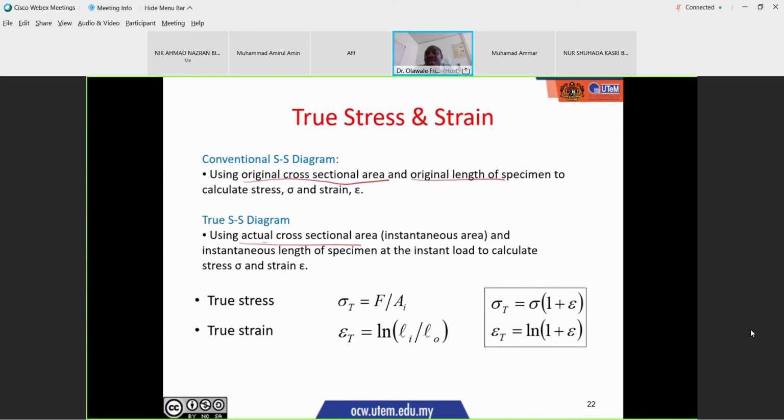But why are we in engineering using the conventional? It's easier to use the conventional because if you have to test all your specimen and at every instant load you stop and measure, it's going to take you a longer time. An experiment that should take only 1 hour could take you 1 day because you need to stop, measure, stop, measure, then stop, measure. Even after some time, you'll be tired. So what we do is we use the conventional stress strain diagram.